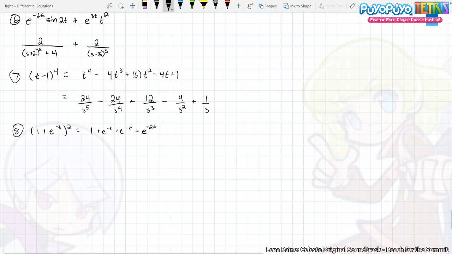So then we'll go. Laplace transform of this is 1 over s. 1 over s. 1 over 2 of those. Really. Okay, plus. Okay, I think here comes the curveball.